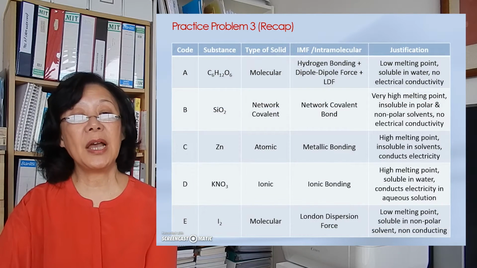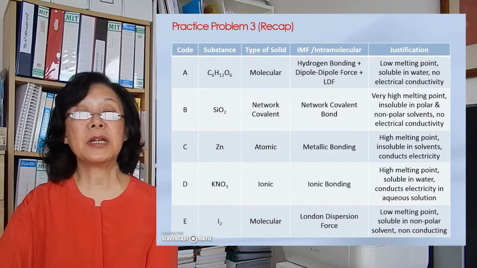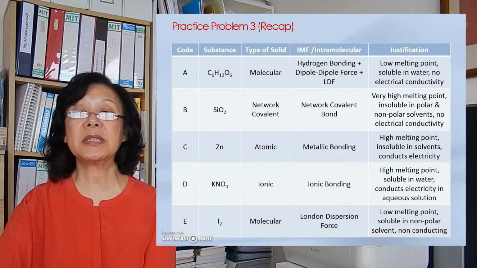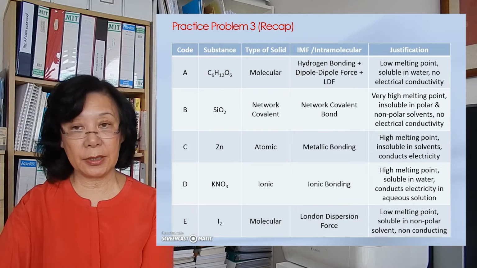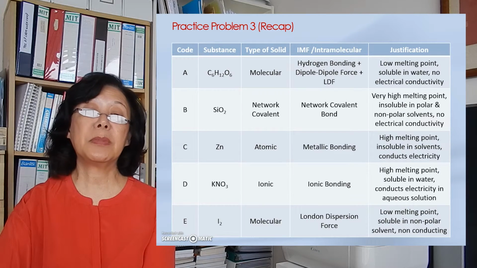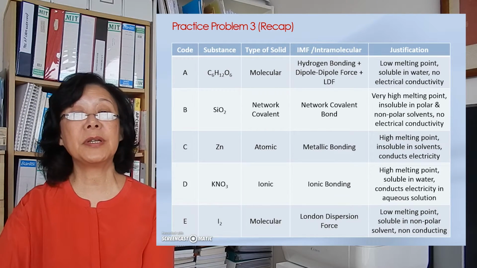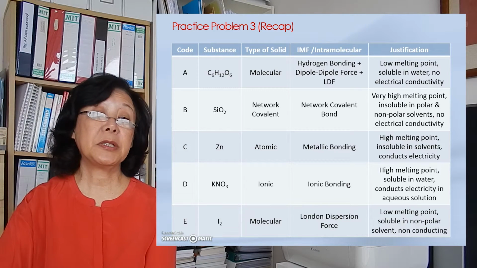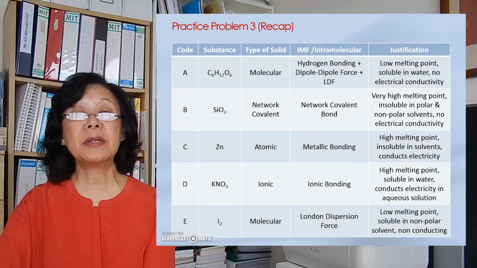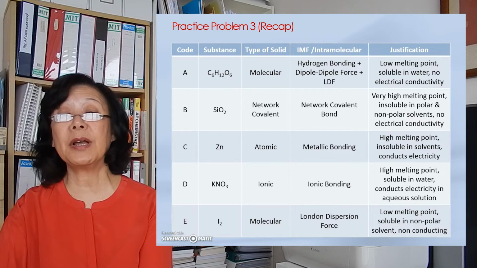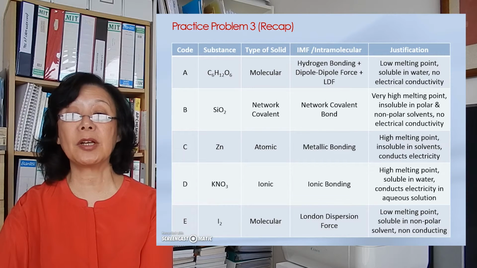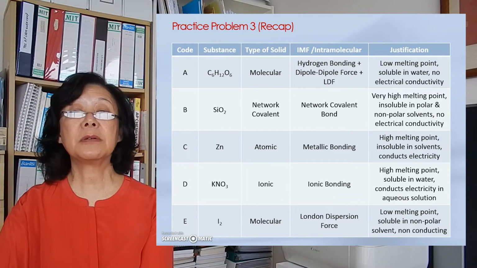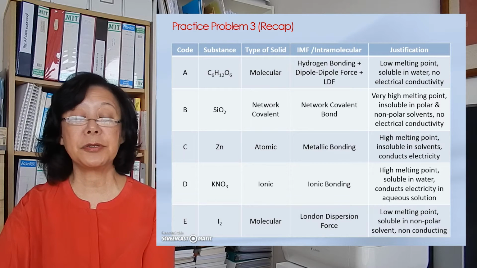So substance A is identified as glucose. The reason is it has a low melting point, it is soluble in water, and it does not conduct electricity. It is a molecular solid with hydrogen bonding, dipole-dipole, and LDF. Substance B is identified as silicon dioxide because it has a very high melting point, is insoluble in solvents, and has no electrical conductivity. So the type of solid is network covalent.